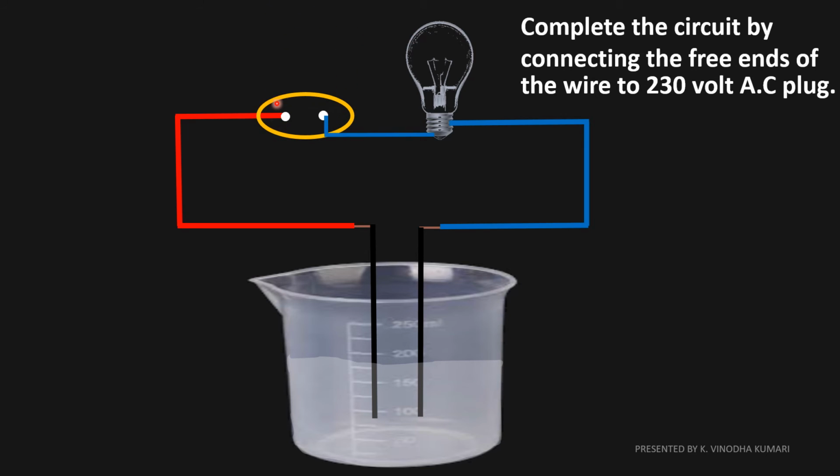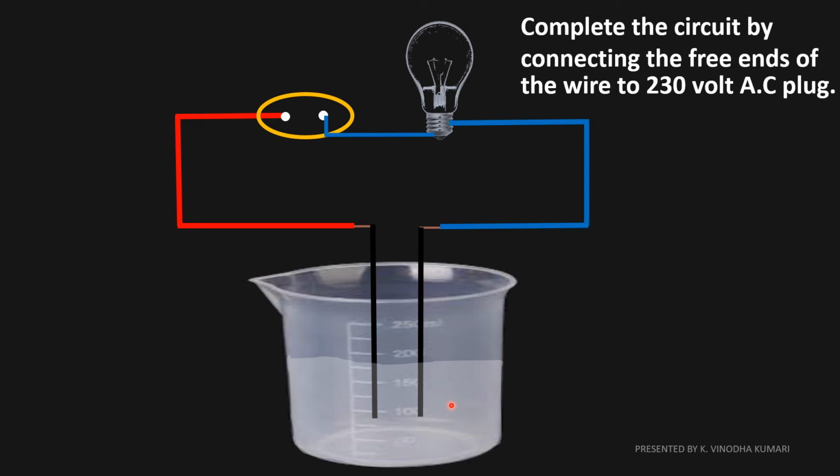Right. See, we have connected the AC plug, but we didn't find any glow of the bulb. That means in the solution, ions are not present. The solution does not contain any ions. If at all it contained ions, as soon as the plug is connected, the movement of the ions would lead to the flow of the current, so that the bulb would glow. But the bulb is not glowing. That means the ions are not present in the solution.